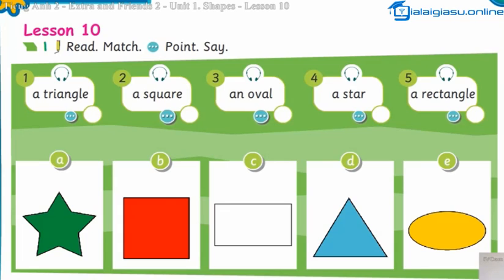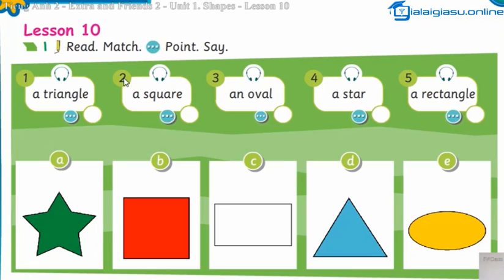In the first exercise, we have to match the shapes with the right words. Và trong phần bài tập đầu tiên thì chúng ta hãy lựa chọn hình dạng làm sao cho tương xứng với lại từ vựng đó. Now we read through the words one time. Bây giờ chúng ta hãy đọc qua các từ vựng một lần nha.